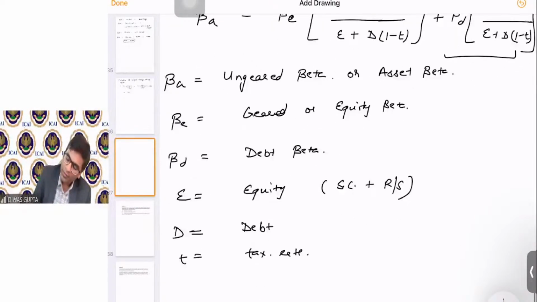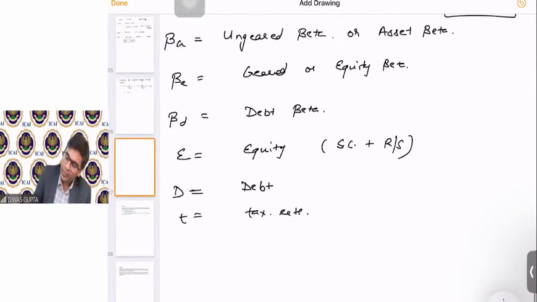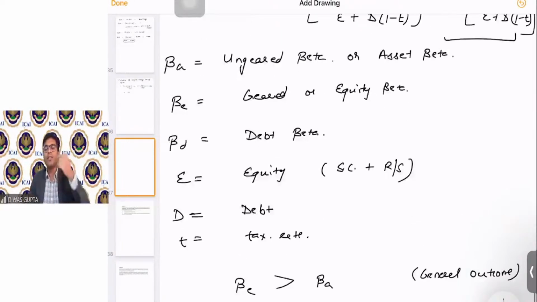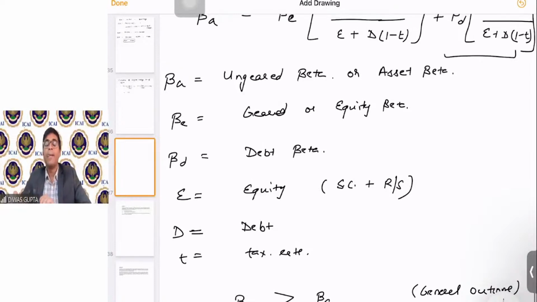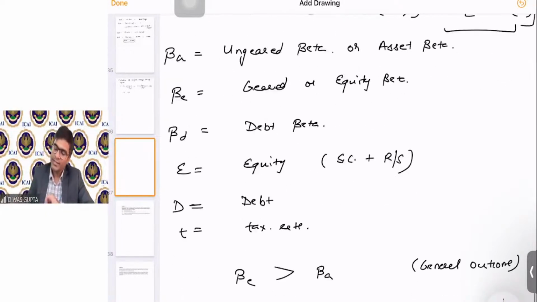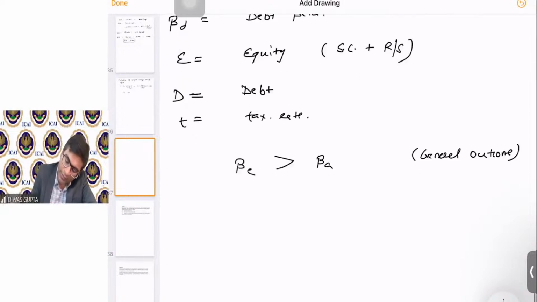So from above, equity beta is always greater than the asset beta. This is a general outcome, correct? Because debt beta is always lesser than equity beta, the overall weighted average asset beta will be lesser. However, in one case where beta of debt is equal to 0, then equity beta will be equal to asset beta.